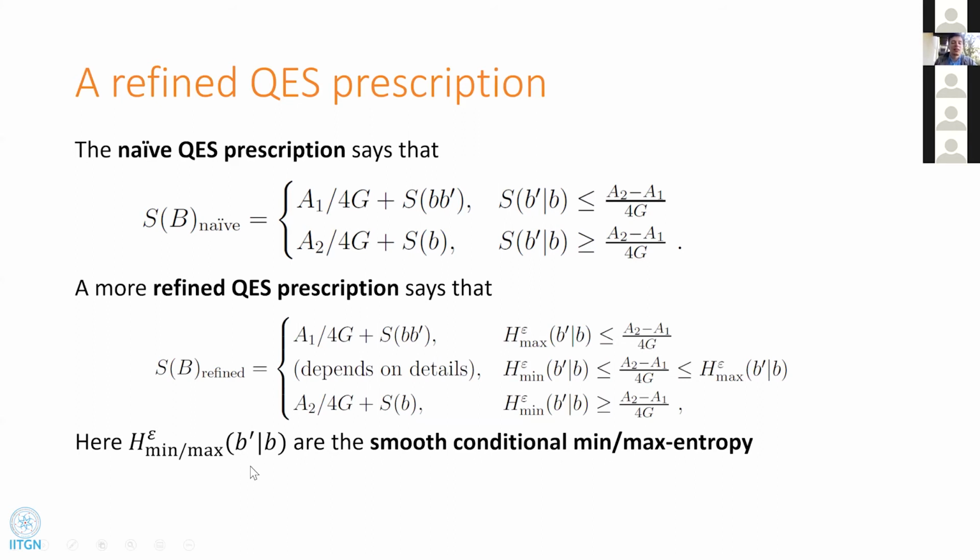So as I say, these H min and H max are the conditional versions of the smooth min and max entropies that I introduced before. Their definition is unenlightening, so I'm not going to waste time on it. But the key point is that unlike this conditional von Neumann entropy, these things cannot be written as just a difference between two unconditional smooth min and max entropies.